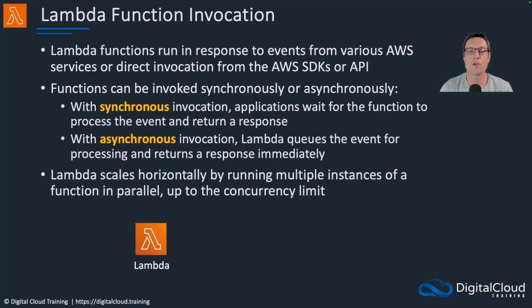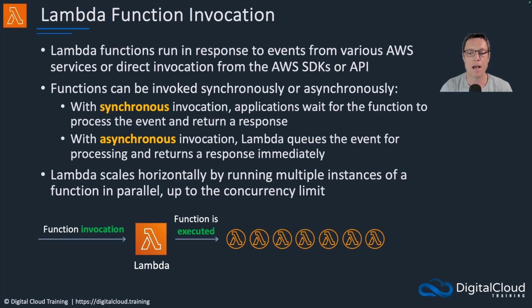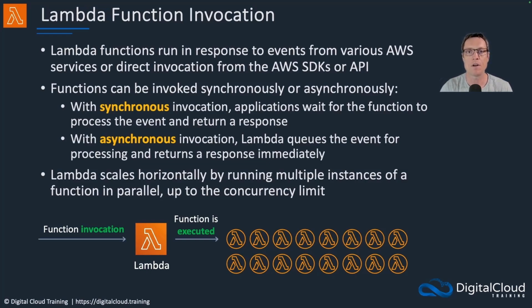Lambda will scale horizontally by running multiple instances of a function in parallel up to the concurrency limit. So here, if a function is invoked, it's going to execute. Here we can see that it's already got two invocations that have come in that are running in parallel to each other. And then more can occur as well. So here we have lots of different invocations of the function running in parallel to each other. And we can run many of these right up to the concurrency limit.